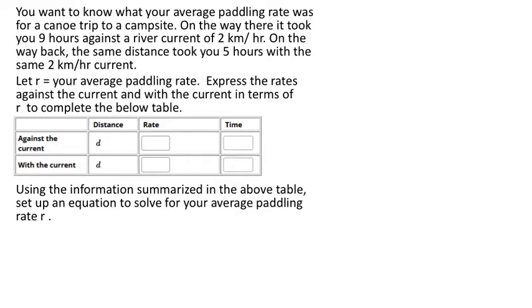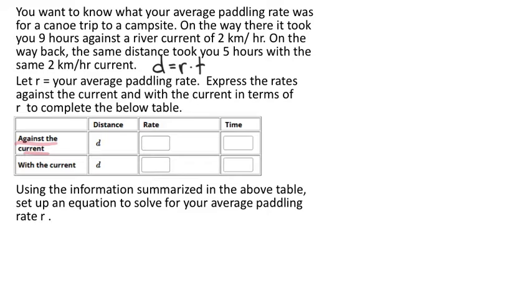No problem. But first, what we want to address here is that when solving for distance, rate, and time, we need to remember that distance does equal the rate times the time. Okay, that's going to be important for us as we start figuring these out. So let's start first with the against the current.